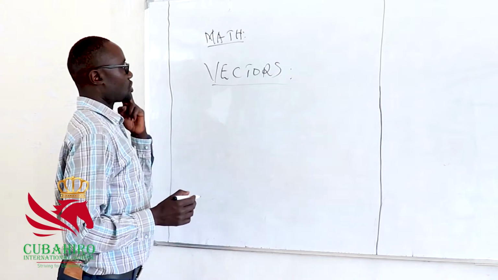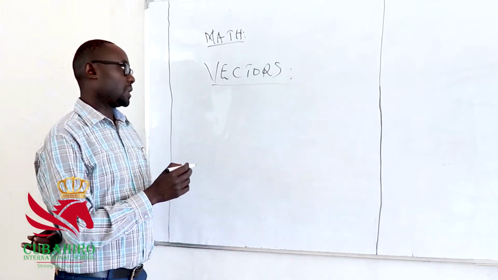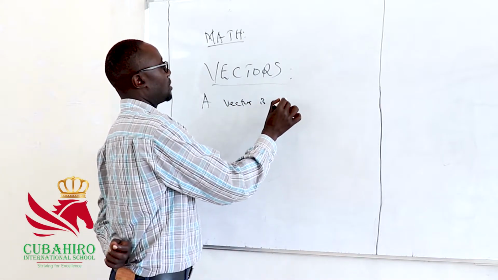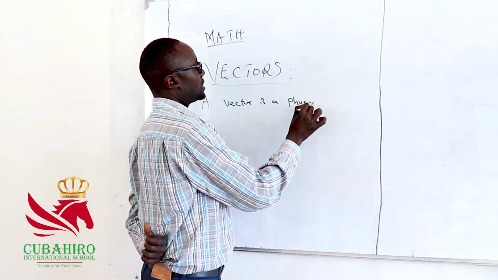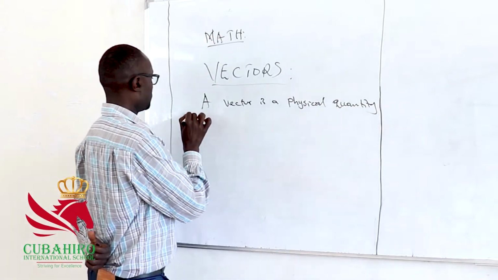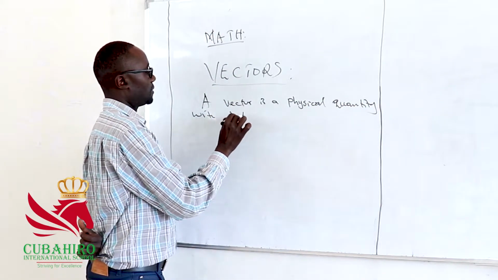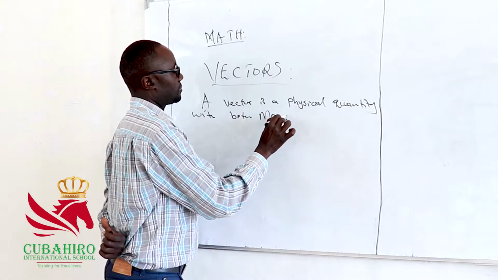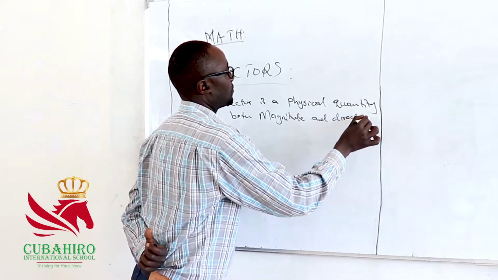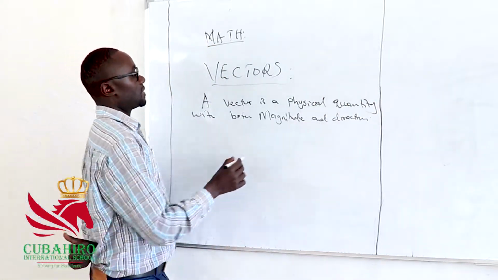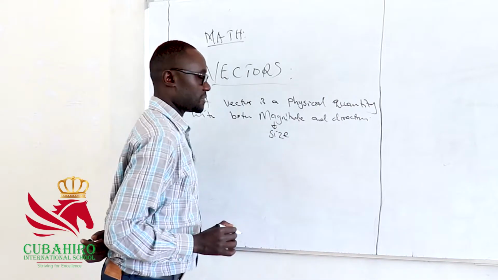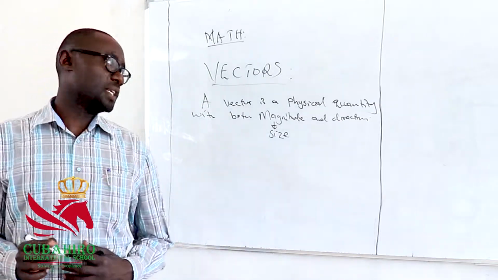So in most occasions, it's good we always define something. So a vector is a quantity. It's a physical quantity with both magnitude and direction. Very, very important. So in this case, magnitude basically means size. It means size, the amount of something, some magnitude.